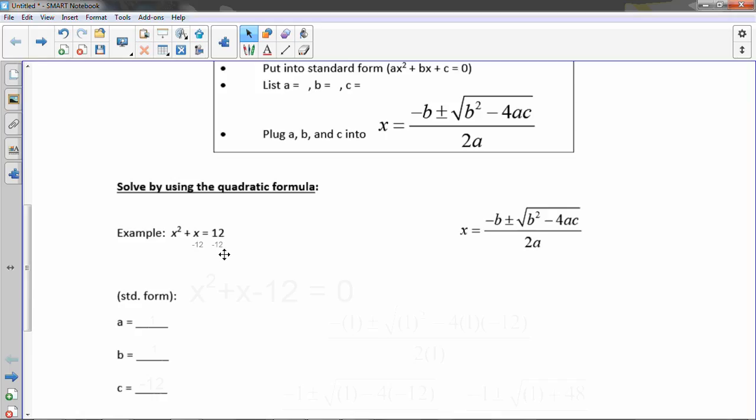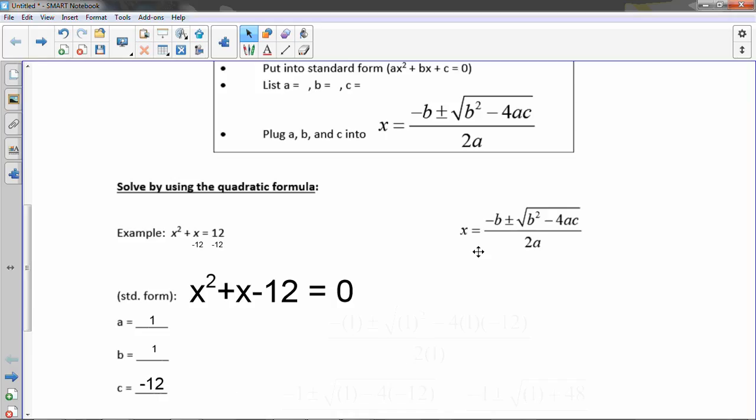We have to put it in the standard form, so we subtract 12 from both sides. So now we have x squared plus x minus 12 equals 0. So that's our standard form. Our a is 1. Our b is also 1. And our c is negative 12. So I just list them out so I can keep them straight.